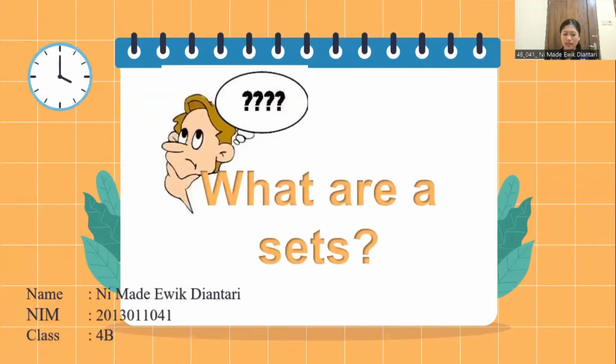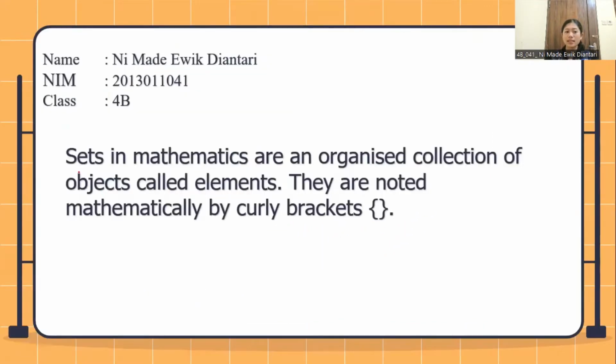What is a set? Sets in mathematics are an organized collection of objects called elements. They are noted mathematically by curly brackets. So these are curly brackets. Elements of sets can be represented using various notations, the roster or the set builder, and we will return to this later.